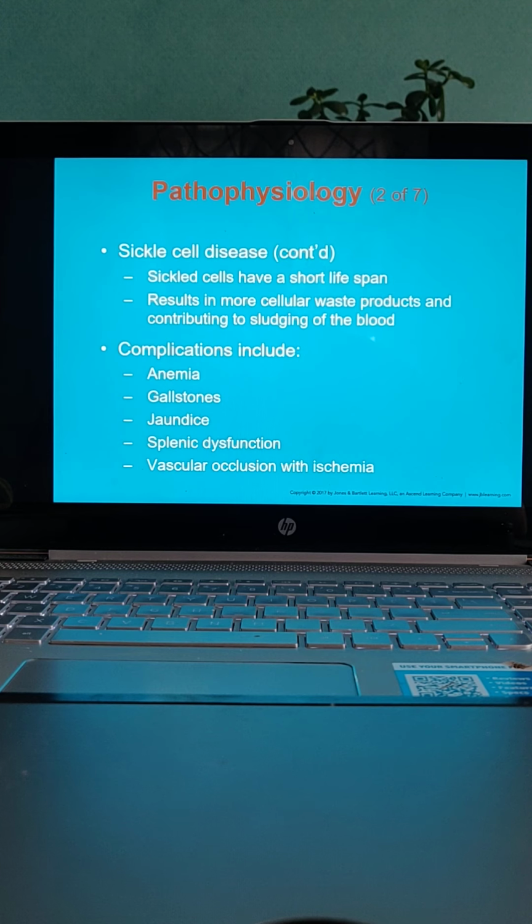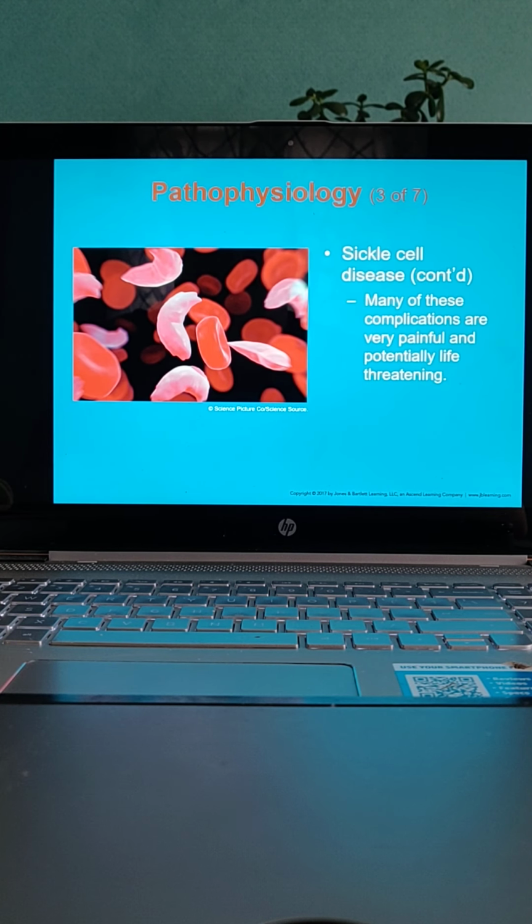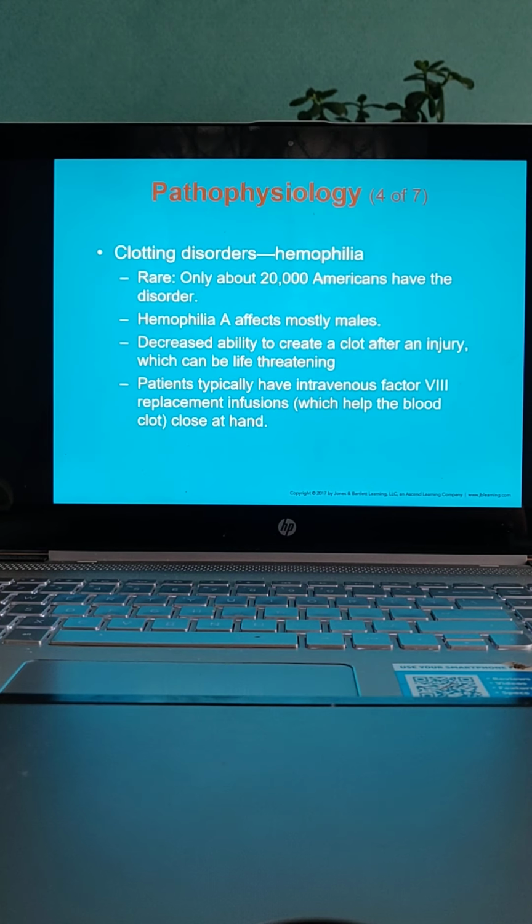Okay? Some of the complications or the problems that accompany sickle cell are anemia, gallstones, jaundice, dysfunction of the spleen, and vascular occlusion with ischemia. Ischemia is tissue death, as you remember. Okay, so vascular occlusion means closing. So arteries and veins are going to start shrinking, not dilating. They're going to start constricting, and in doing so, reducing the blood flow. So that means the body's not going to get sufficient perfusion or diffusion, and you're going to have ischemia, which is tissue death. Okay. Sickle cell disease, many of these complications are very painful and potentially life-threatening.